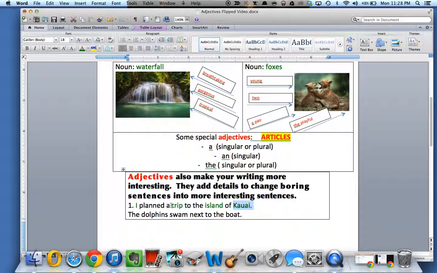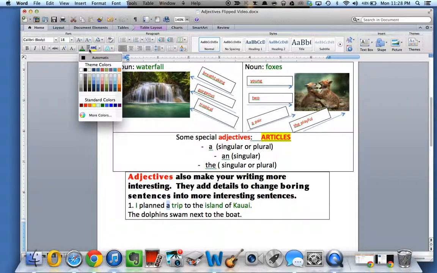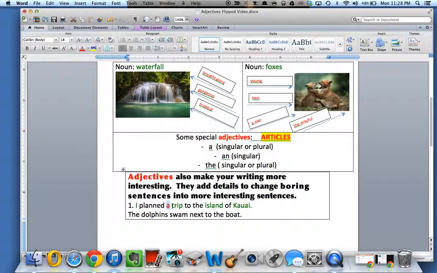Ask yourself, well, what kind of trip or how many trips? And you should see that there is already an adjective, which is a, a special one called an article already hiding in our sentence. So I'm going to go ahead and turn it red. A already is symbolizing one trip. So I planned a trip to the island of Kauai. Let's get another word in here that adds information and detail to our word trip. What could you say about the trip? What kind of trip is this? What does it sound like it could be?